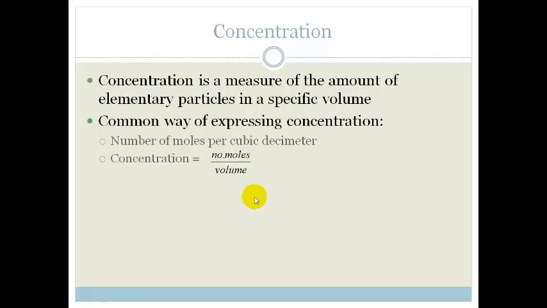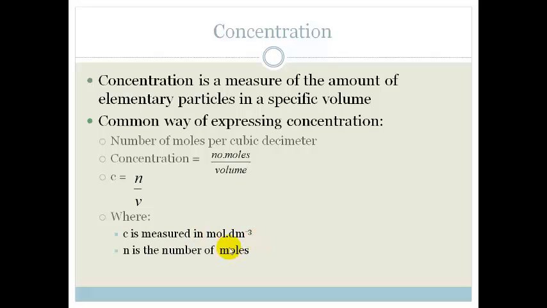So concentration is the number of moles divided by volume, which can be written as C equals n over V, where C is your concentration and it's measured in moles per decimeter cubed. Please note that that's your SI unit, moles per decimeter cubed. n is the number of moles and V is the volume, and again it's measured in decimeters cubed.